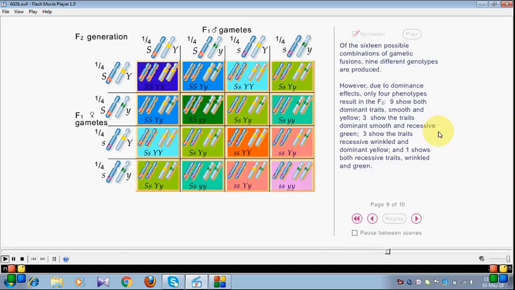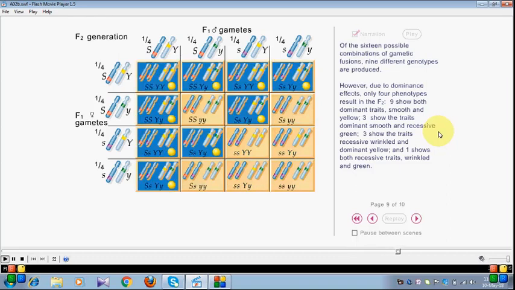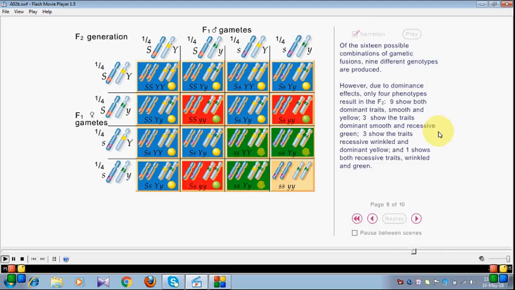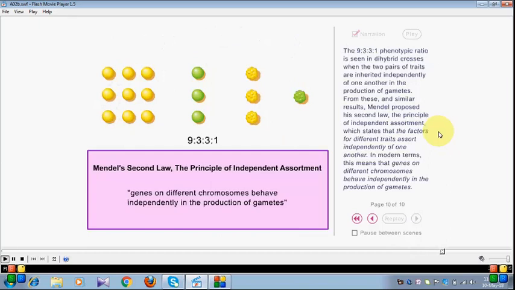However, due to dominance effects, only 4 phenotypes result in the F2. 9 show both dominant traits, smooth and yellow. 3 show the traits dominant smooth and recessive green. 3 show the traits recessive wrinkled and dominant yellow, and 1 shows wrinkled and green. The 9:3:3:1 phenotypic ratio is seen in dihybrid crosses when the 2 pairs of traits are inherited independently of one another in the production of gametes.